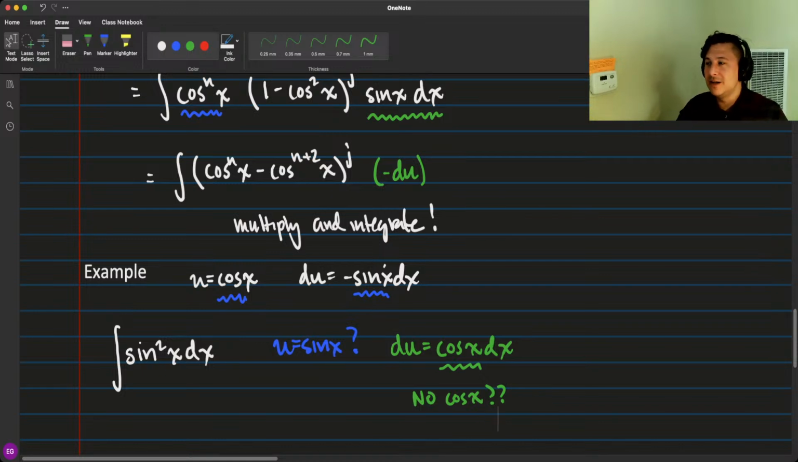Our go-to has been to just use u substitution, and you look at this and it's not going to work. So other than u substitution, what do we have available to us? Integration by parts. Interestingly enough, integration by parts is not going to work here either, because what you would get is repeated integration by parts forever.